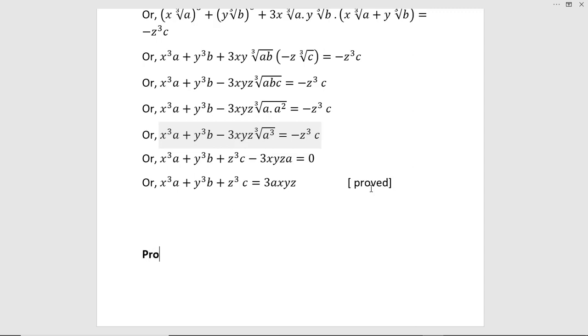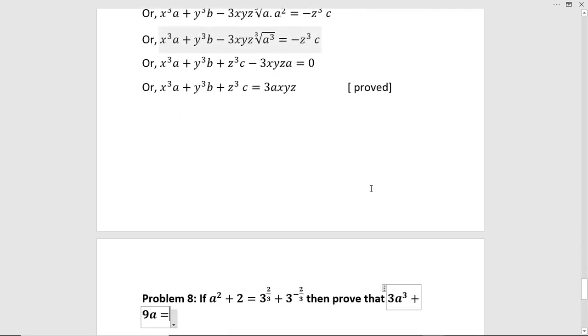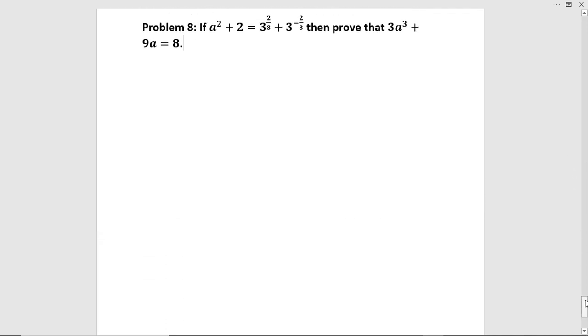So now we will go to problem 8. If a square plus 2 equal to 3 to the power 2 by 3 plus 3 to the power minus 2 by 3, then prove that 3a cube minus 9a equal to 8. So this is our problem 8.